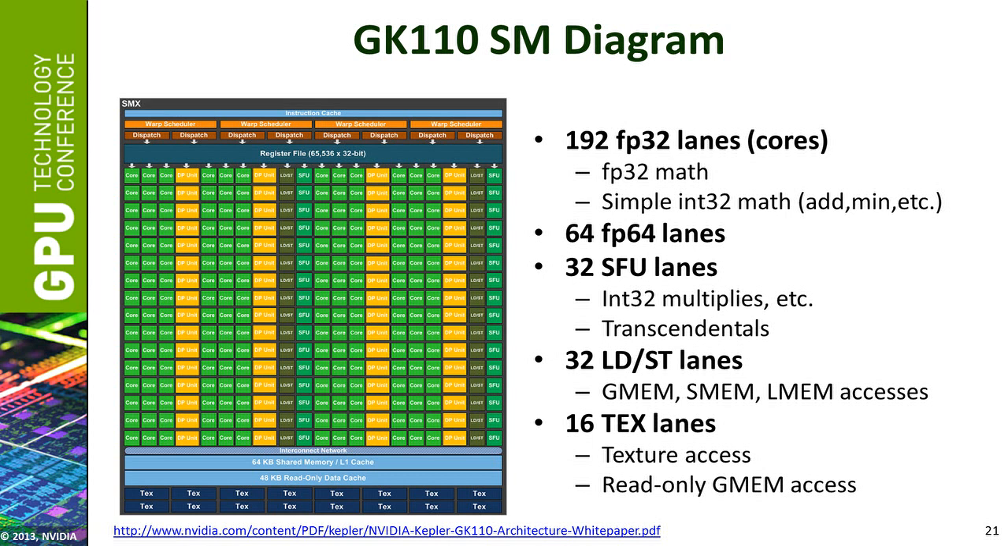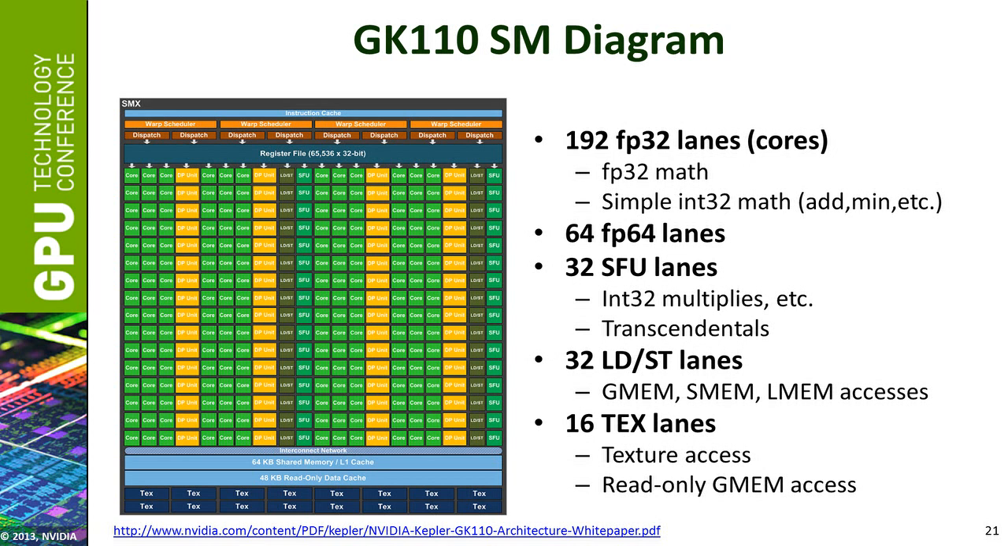I guess in yellow here we have double precision units, so that's 64-bit floating point pipelines. This suggests that with 64 of them, double precision throughput is 1/3 of what's available in single precision.